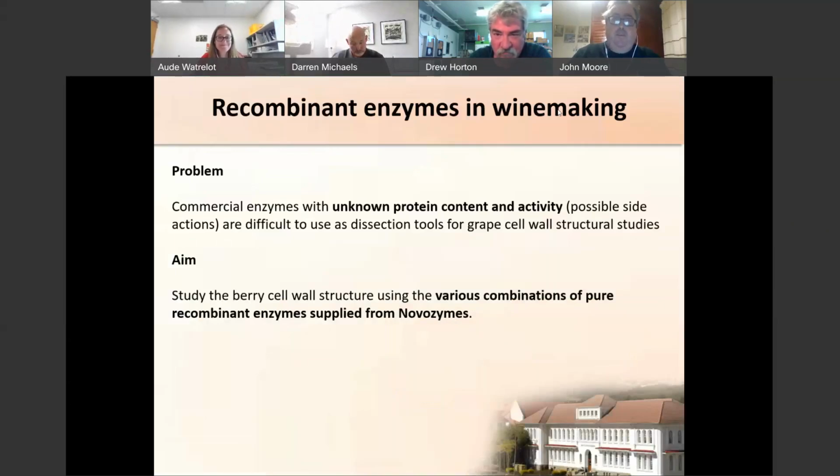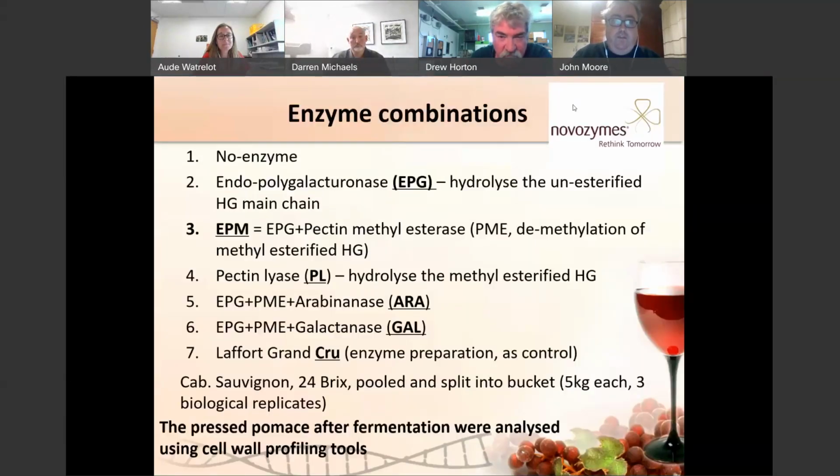Okay, so the recombinant enzymes in winemaking was the third objective of the study. And in this case, we used various combinations of pure recombinant enzymes supplied by Novozymes. And we looked at 7 treatments: a no enzyme, endopolygalacturonase enzyme, an endopolygalacturonase and pectin methyl esterase enzyme, and a pectin lyase, and an arabinase and a galactanase, and Grand Cru as the control.